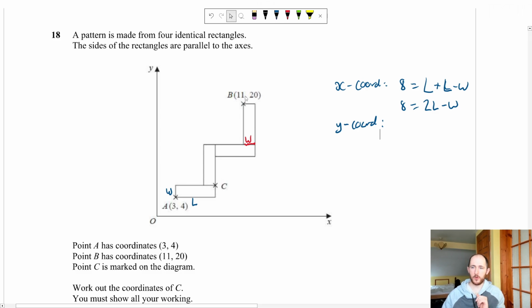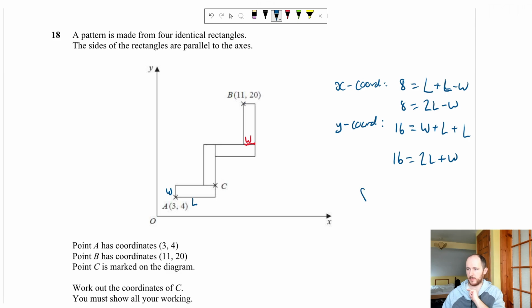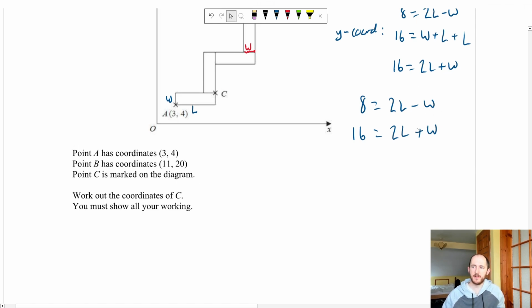The y coordinate goes from 4 to 20, so it goes up by 16. And that happens in one width plus a length plus another length equals 2L plus W. So if you notice, I have these two equations. I'm going to write them on top of each other just to make it super clear. This actually makes a simultaneous equation, but it's a simultaneous equation that should be hopefully quite easy to solve because we already have one variable the same.